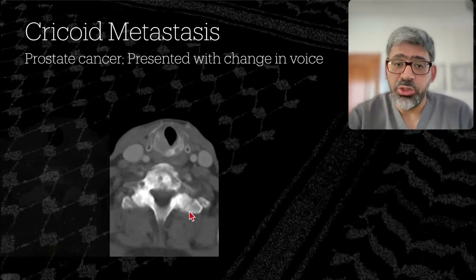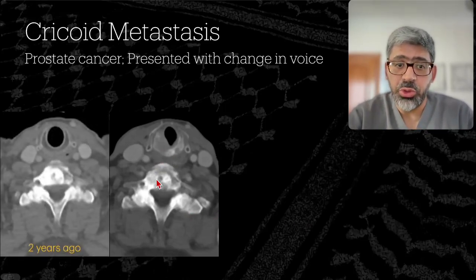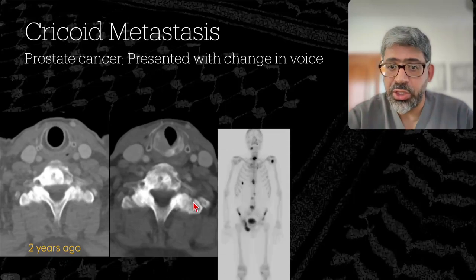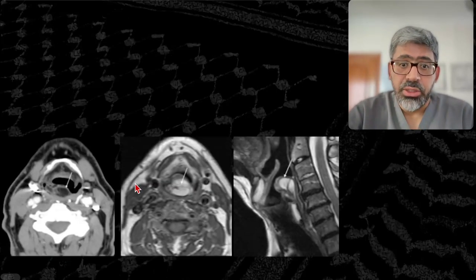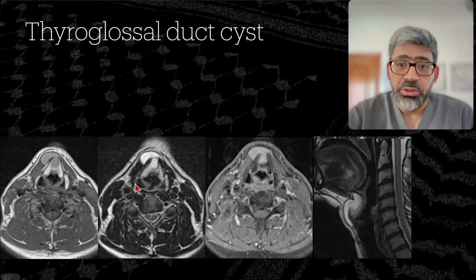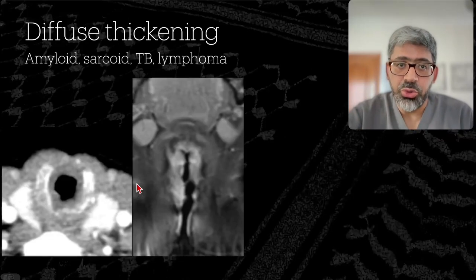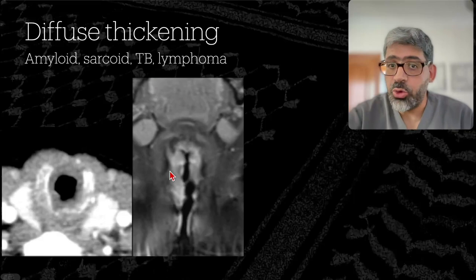This is a case of prostate cancer that presented with change in voice, and this is from 2 years ago where the cricoid cartilage looked intact. Now you see this mass arising within the cricoid cartilage causing erosion, and this was prostate cancer metastasis. This is a case of liposarcoma. These are all really rare tumors. You can have diffuse thickening with pathologies like amyloid, sarcoid, TB.